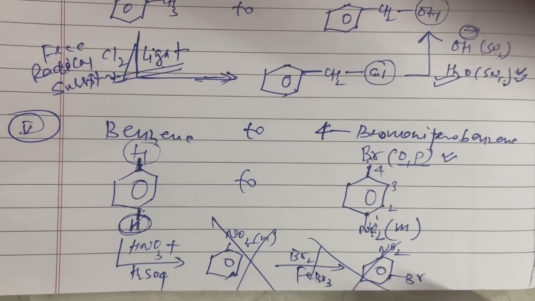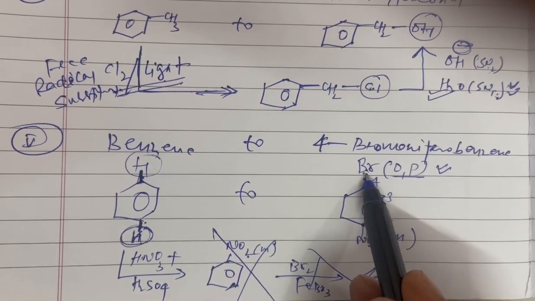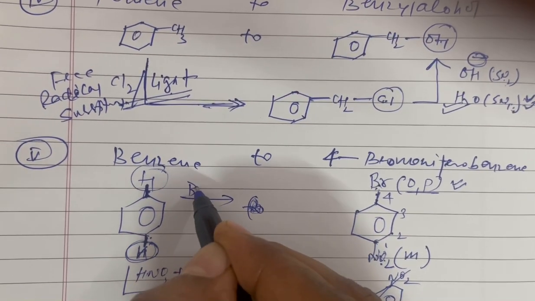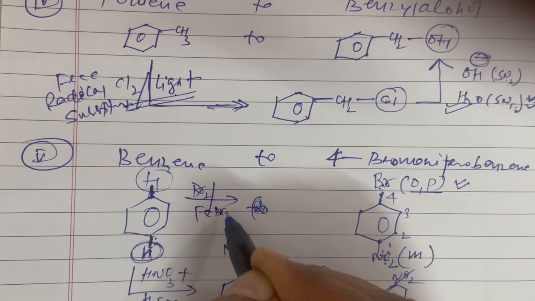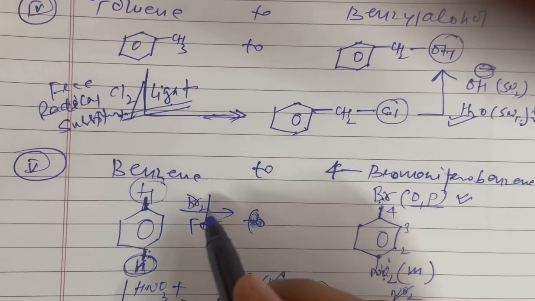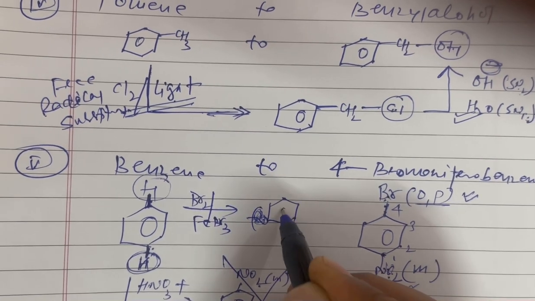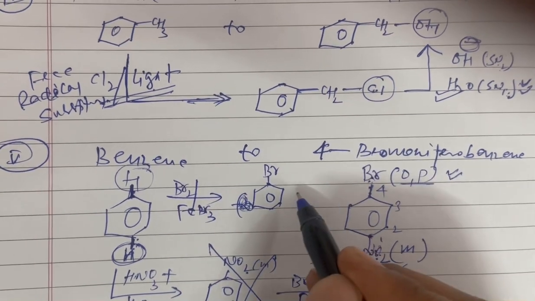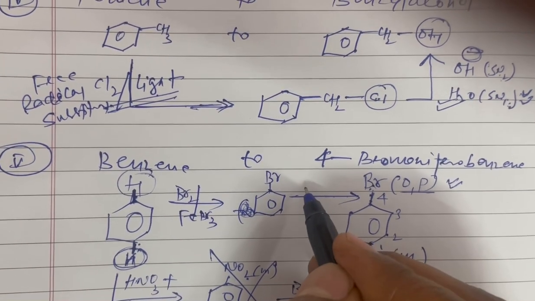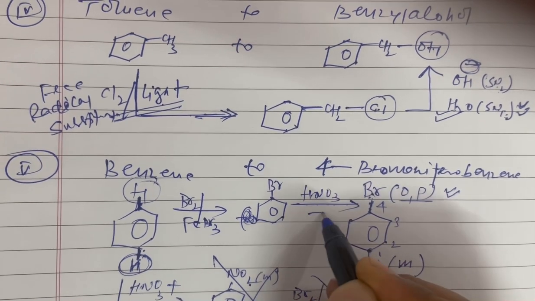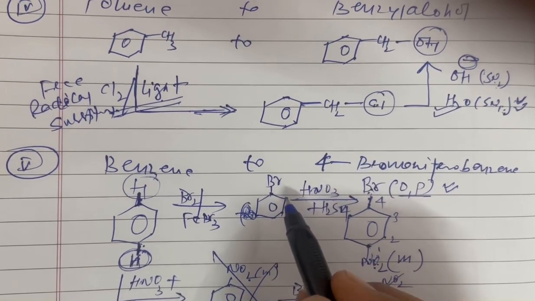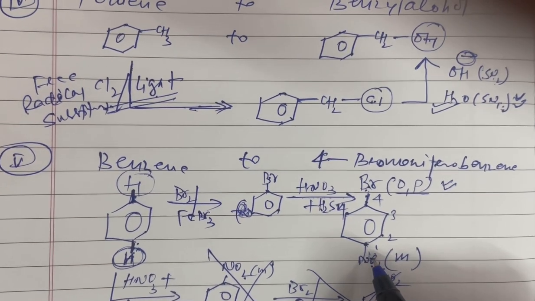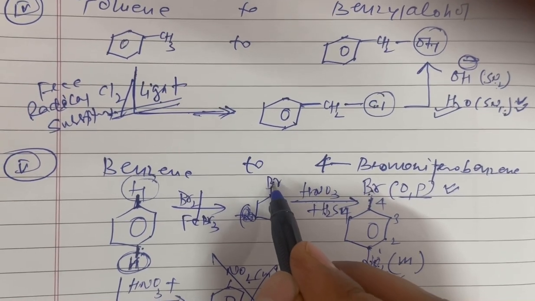Then what is the correct path? The correct path is, first we introduce the Br. If you introduce the Br first, I'll do it here only. For that we have to take Br2 and FeBr3. Then this Br has come in the benzene. This process is called bromination. Now we do the nitration with HNO3 and H2SO4. So with respect to this Br, the NO2 for the nitration will come at the para position, because this is ortho para directing.